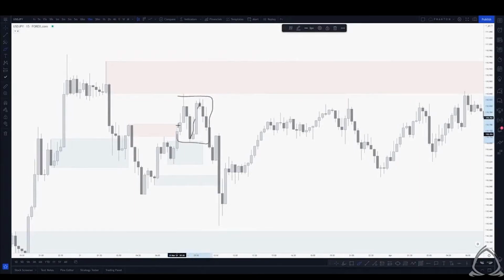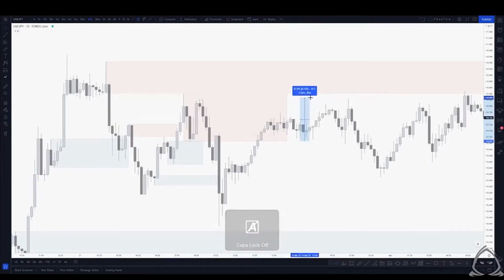We also have a range in price followed by another expansion to the downside. So what this suggests is that we have a supply zone. We have range created supply, which we could factor in this wick, the highest high to the lowest low. This is a very large zone, about 15 pips.